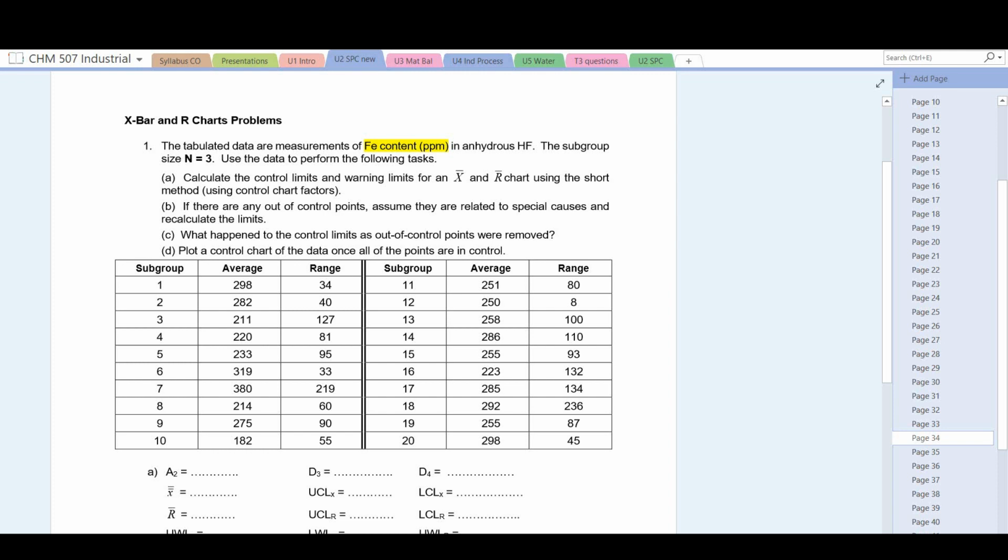On page 34, another example for you to work on. This is iron content in anhydrous HF. Here's a set of values for a period of 20 days. So here I've given you the daily averages, and I'm telling you the subgroup size is 3. So you will be plotting an X bar and R chart this time.